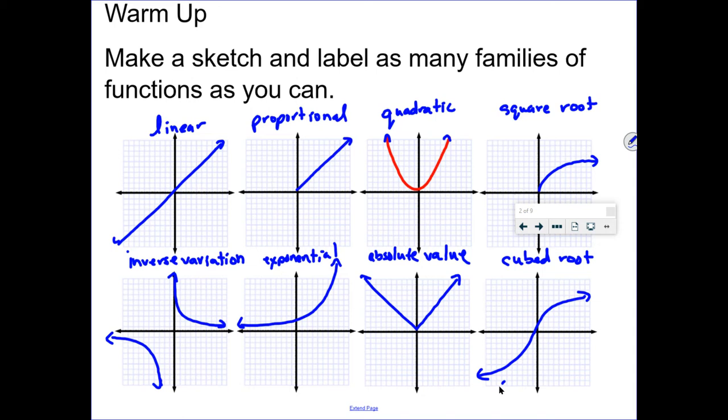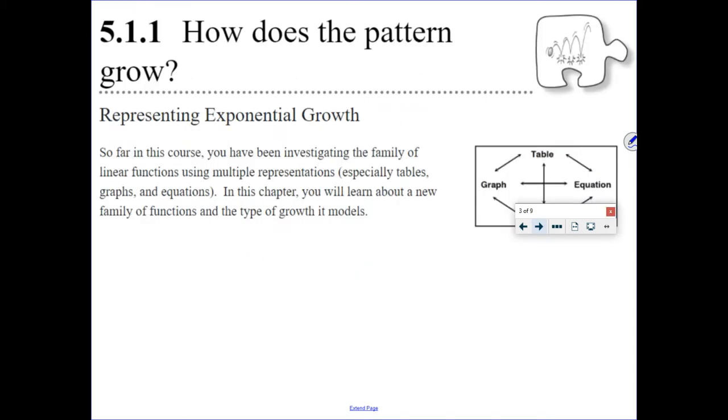We are now going to start focusing on one of these. This chapter 5 is going to focus on one of these and kind of get you comfortable with that one function to where you know all the parts of it and you know exactly what they mean and what they're referring to. That's what we're going to go focus on right now. So let's get started here.